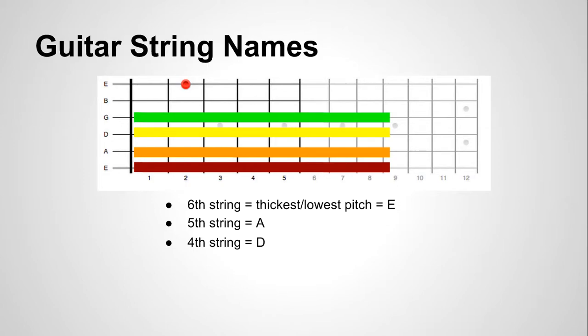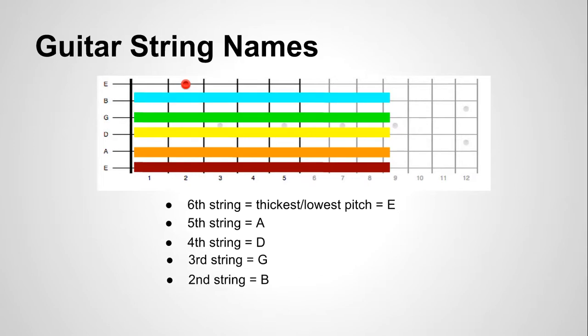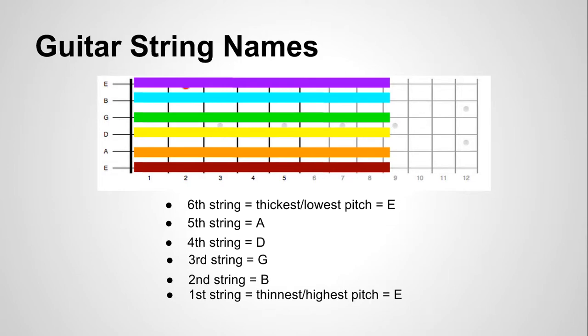We have the next string here, which is the 3rd string. It's the G string, and then the 2nd string, which is the B string, and the 1st string, which is the highest pitch. It's the E string. And if we were to ask you what are the names of the strings, in order you would say E, A, D, G, B, E.